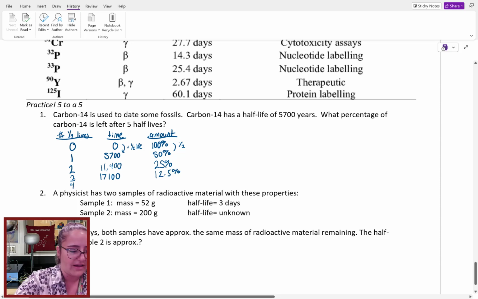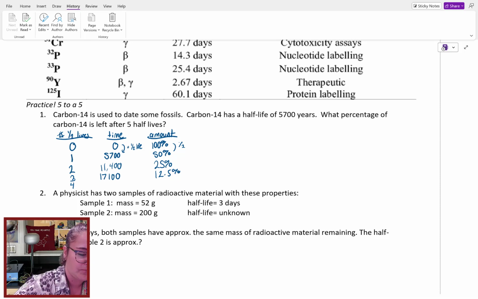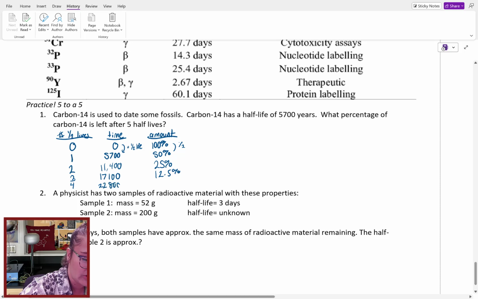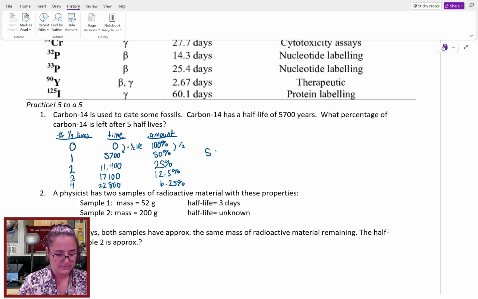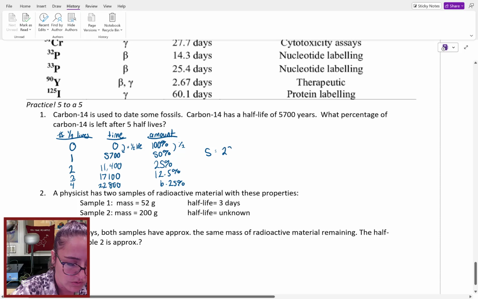After 4 half-lives, that will be 22,800 years. It will be down to 6.25%. And after 5 half-lives, which is 5,700 times 5, 28,500 years, we will be down to 3.125%, or half of 6.25%.